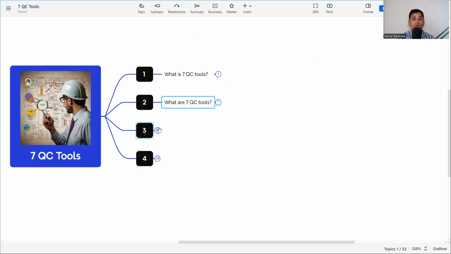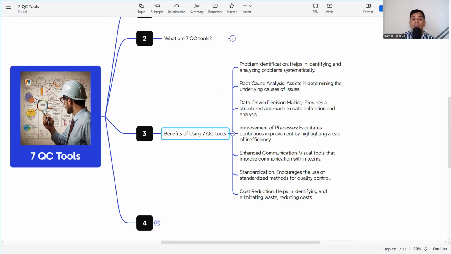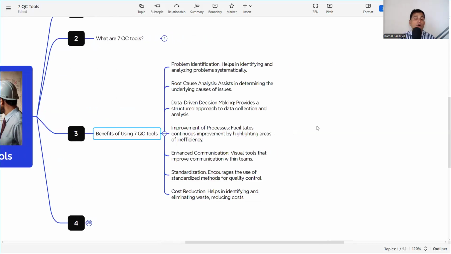Now, we need to know why these 7 tools are to be used. That is, what is the benefit of using the 7QC tools? First, already discussed, is problem identification. If we use these 7 tools, they help in identifying and analyzing problems systematically. They help us find out the root cause, what the problem is, and what remedial action we can use.